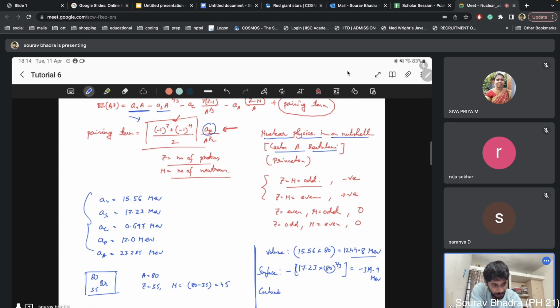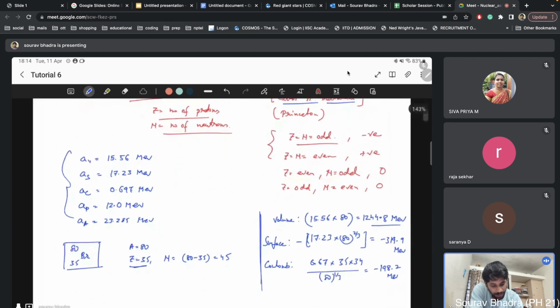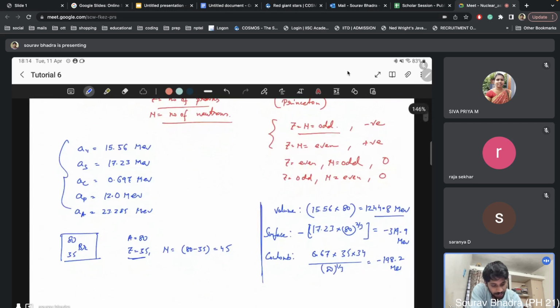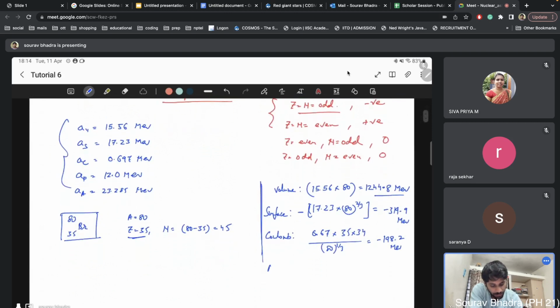For the Coulomb term, it will be 0.697 times Z into Z minus 1. Z is 35, so 35 into 34 divided by 80 to the power 1/3, which will be minus 198.2 MeV. I am writing this to give you some idea of the different terms. So the volume term, surface term and Coulomb energy term we have done.